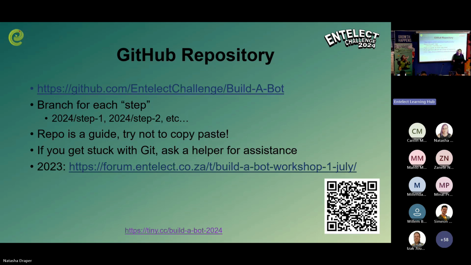You will also be able to see last year's Build-A-Bot steps in the Git repo. They will all be prefixed with 2023. Then you'll also be able to find the recording for last year's Build-A-Bot on the forum. There's a link provided as well. And the repo is a guide, so try and avoid just copying and pasting. Try and just take more inspiration from it than anything.